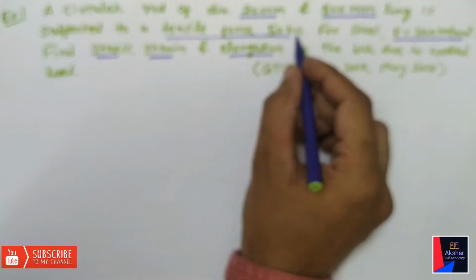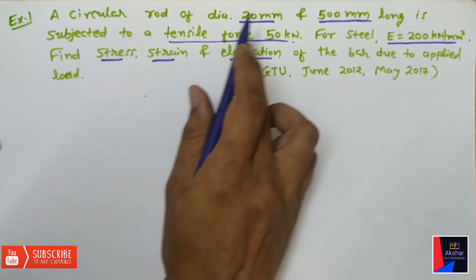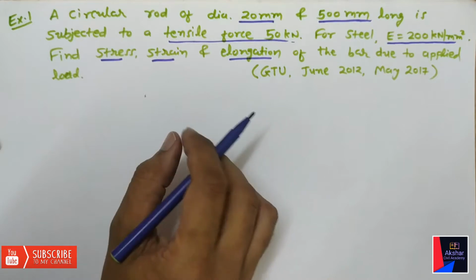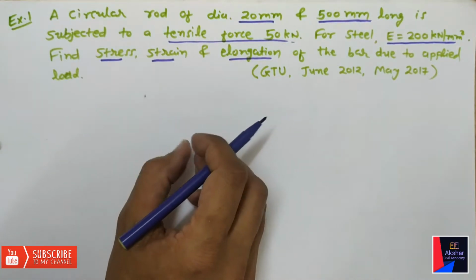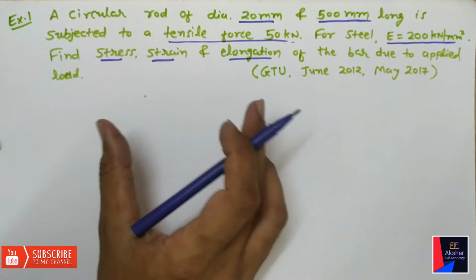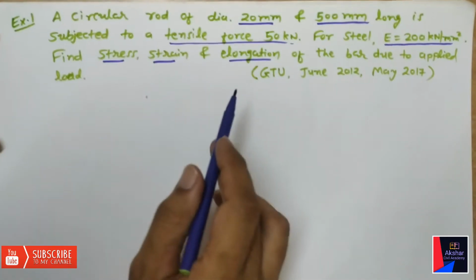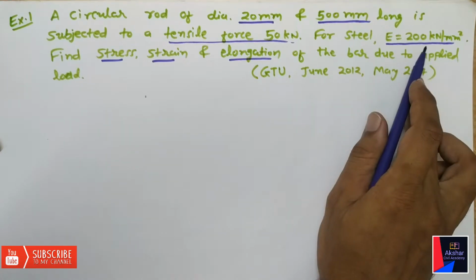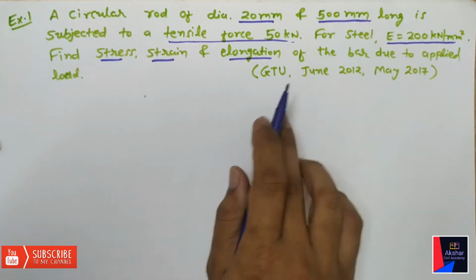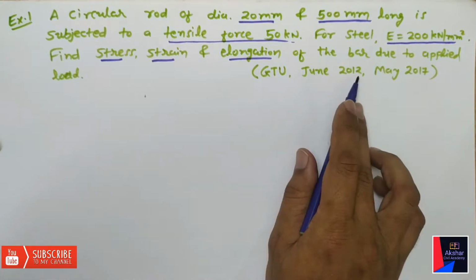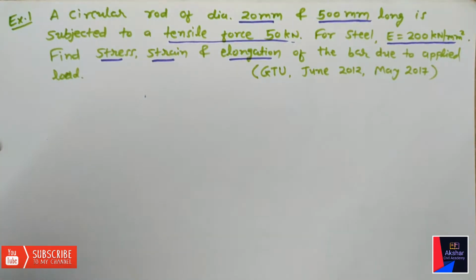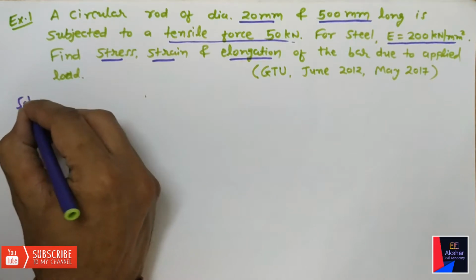Here applied load is 50 kilonewton, and diameter, length and tensile force are given. It is parallel to the axis of the circular rod, so it is an axial load, and there is no other load. E is given, and this example was asked in GTU June 2012 and May 2017. Let us try to solve this example.